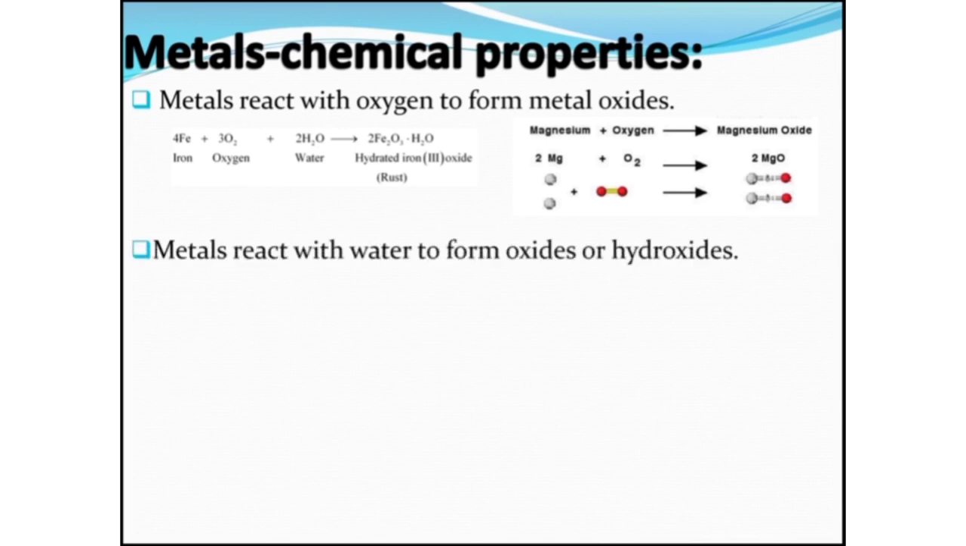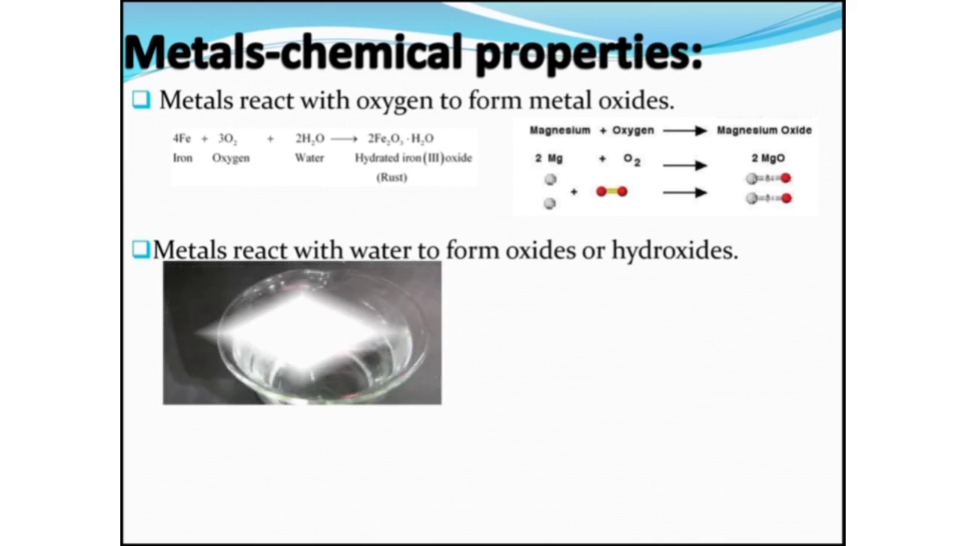The next one is that metals react with water to form oxides or hydroxides. Metals react with water to form basic oxides with evolution of heat. The example is, take sodium and put it in water. You will observe that sodium reacts vigorously with water, and after a few minutes, when you touch the beaker, it becomes hot. It is an exothermic process, and thus heat is evolved.